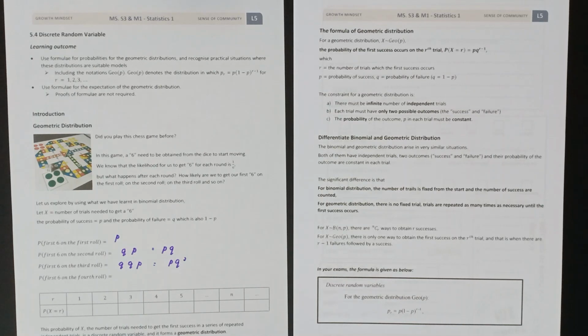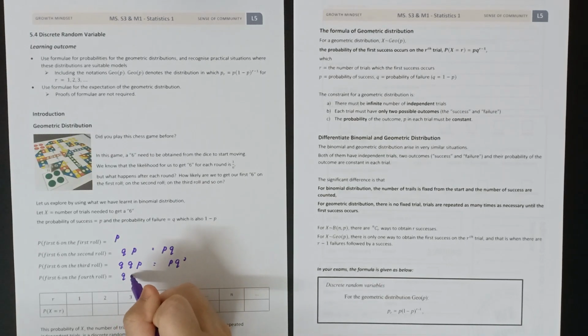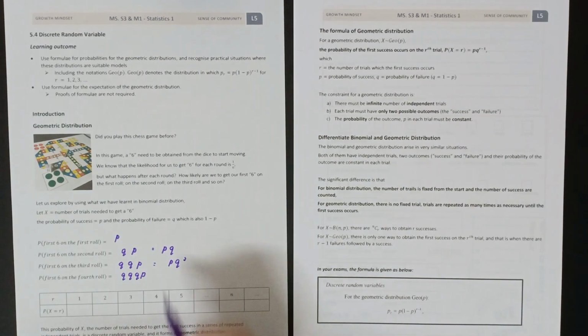Okay, so what is the probability for me to get a first 6 on the fourth roll? Meaning the first one I get a failure, the second one a failure, the third one a failure, and the last one I get a success. When I rearrange it, I have 1 success and 3 failures before that.